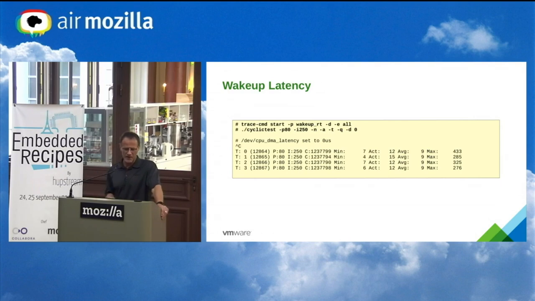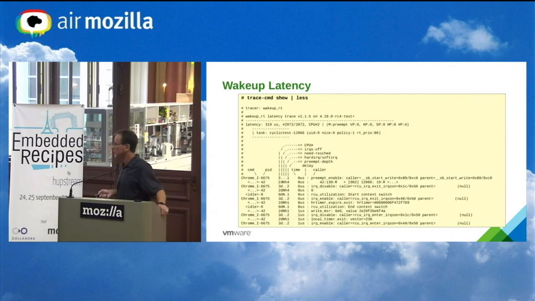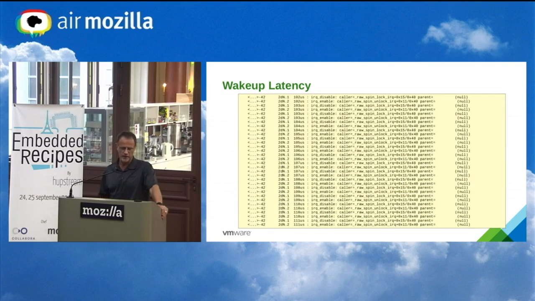So when I ran this, I enabled the wake up tracer, ran my cyclictest, and then you notice the times got up a little bit. Why is that? One latency it got took 319 microseconds. You can see up here in the top left corner, it says latency 319 microseconds, CPU 2, and it was the cyclictest process. And if I go down here, this is what I saw.